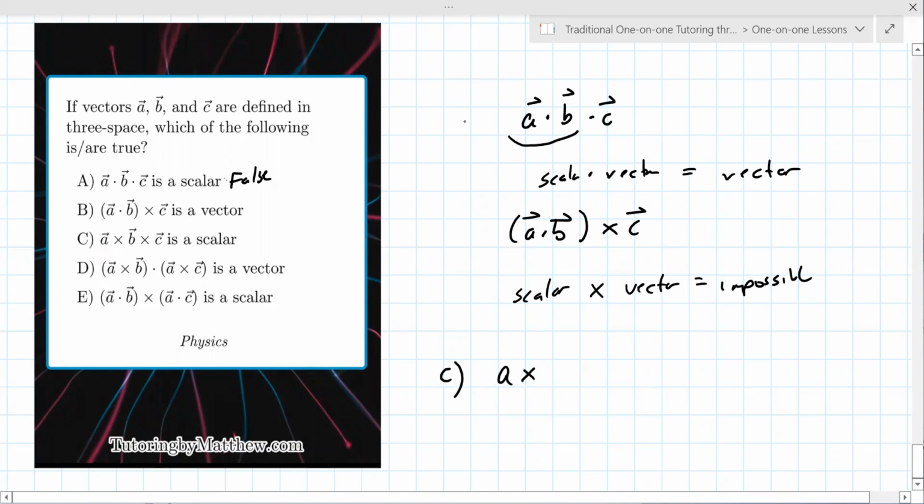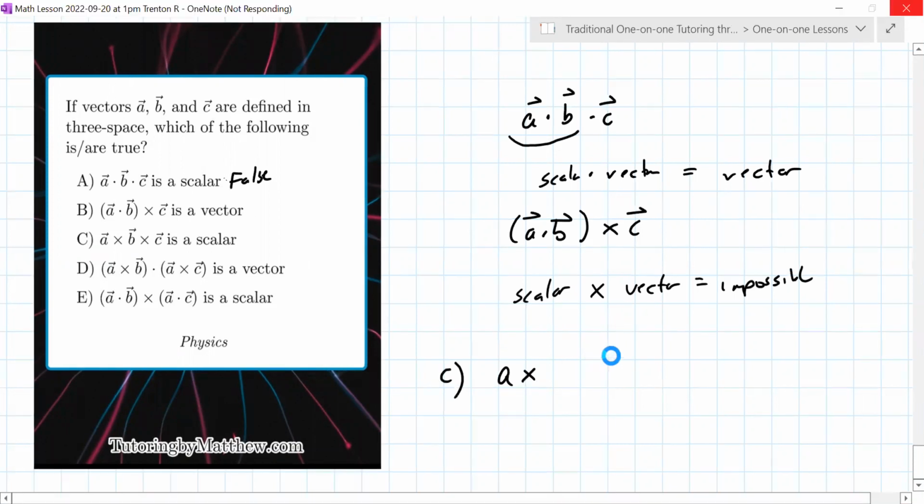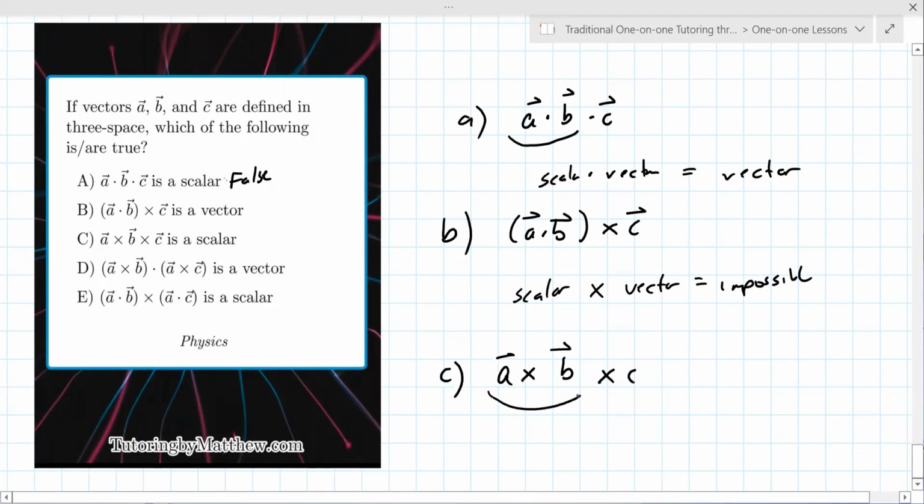Now this is part C: A cross B cross C. When you cross two vectors, you get another vector. We'll call it D. Then when you cross that with C, you get yet another vector. We'll call that E. So cross product always produces a vector, even if you have a bunch of them in there. So again, these are all false so far.